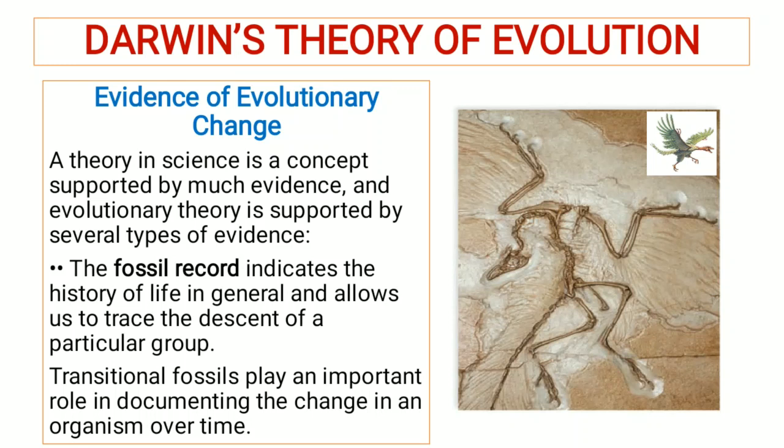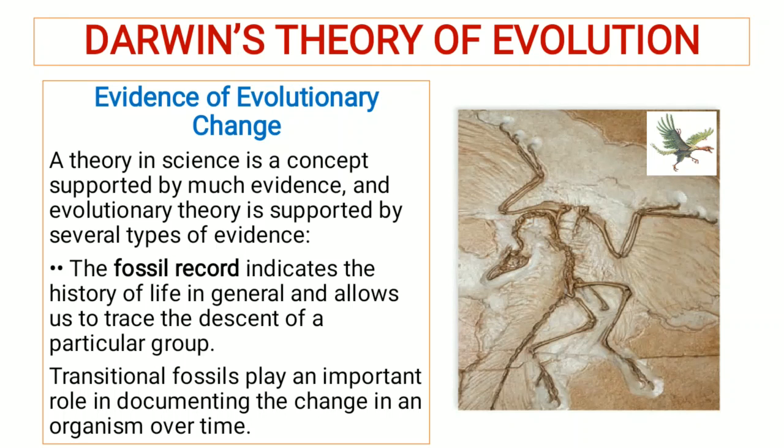So first of all, we will talk about the fossil record. Fossils are basically the remains of organisms that existed in the past. So the fossil record indicates the evolutionary history of all the life forms that were present on the earth. Due to the fossils, we can trace the evolution of descendants from their ancestors. According to the fossil record, all of the organisms that exist today have been derived from the organisms that existed in the past.